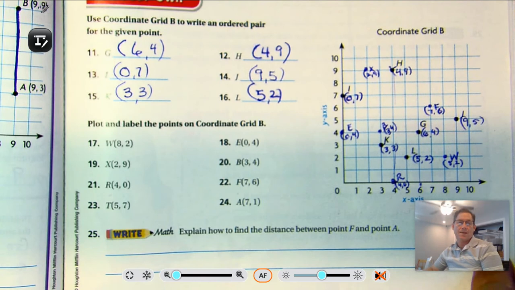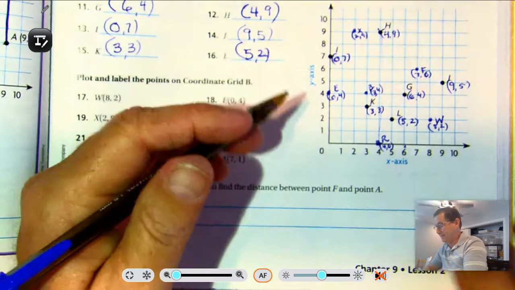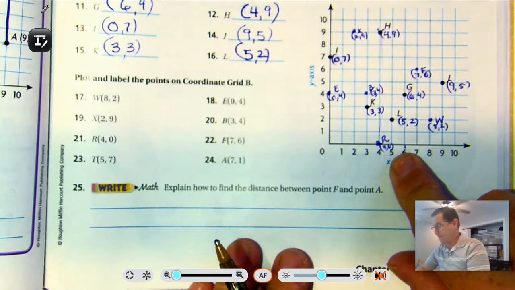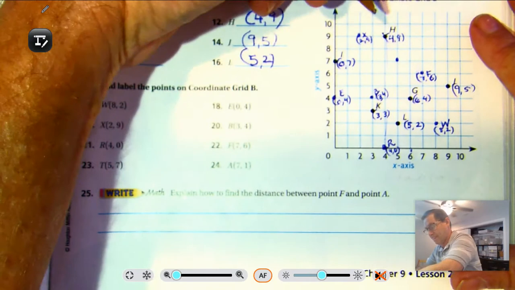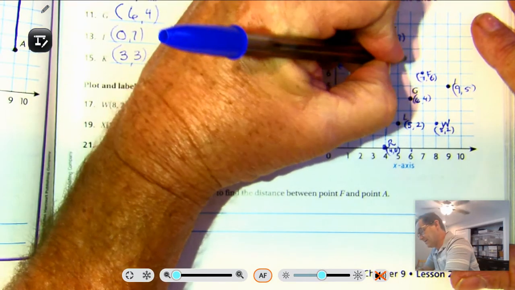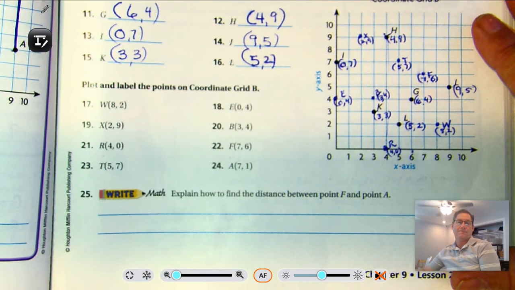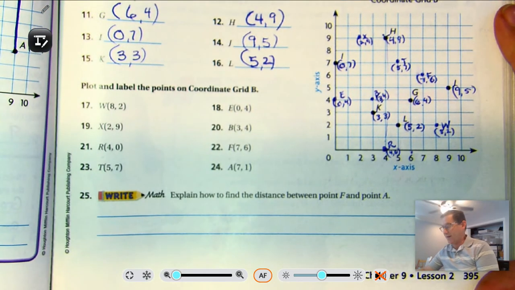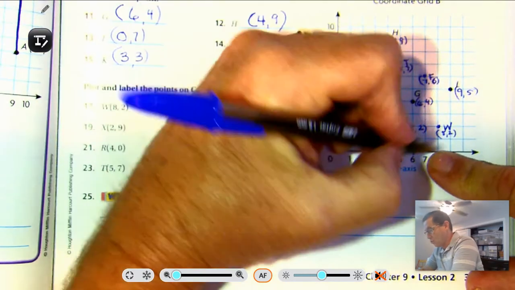Find T at location 5, 7. Over to the right, 5, up 7. That's point T. And finally, point A is located at ordered pair 7, 1.